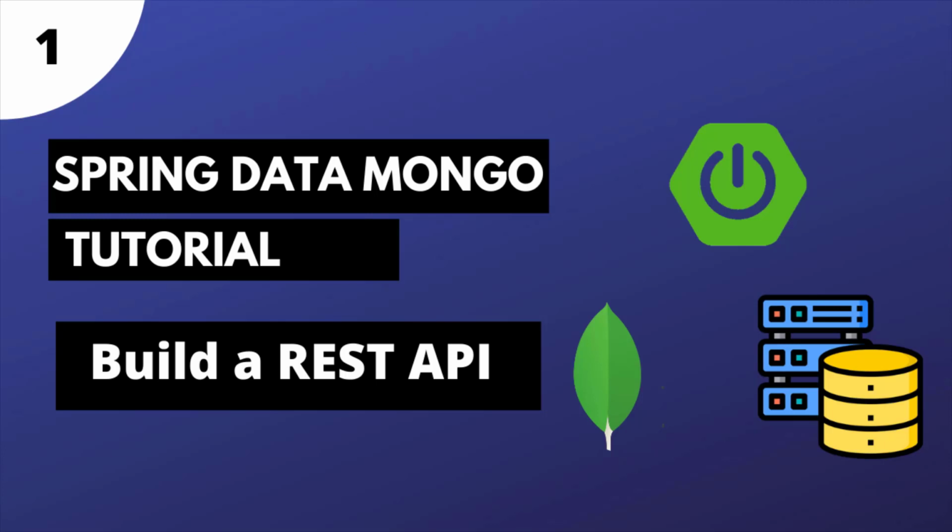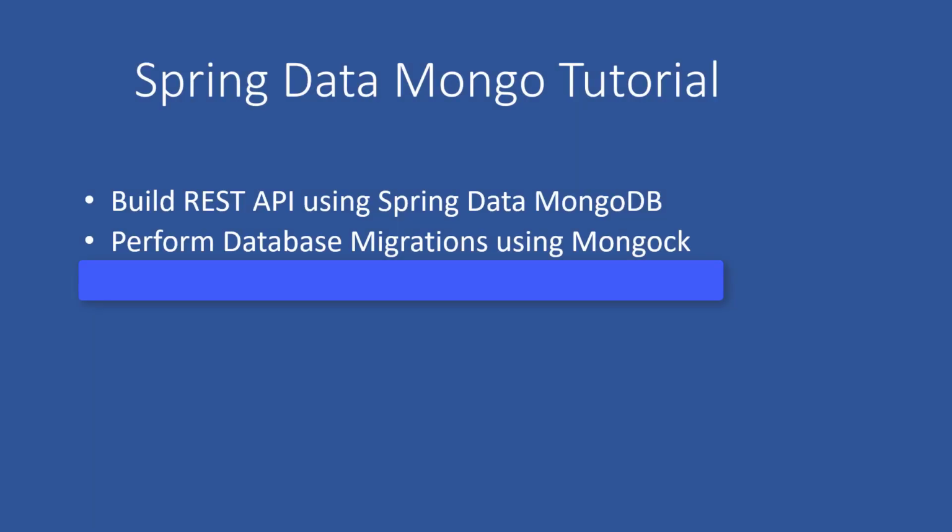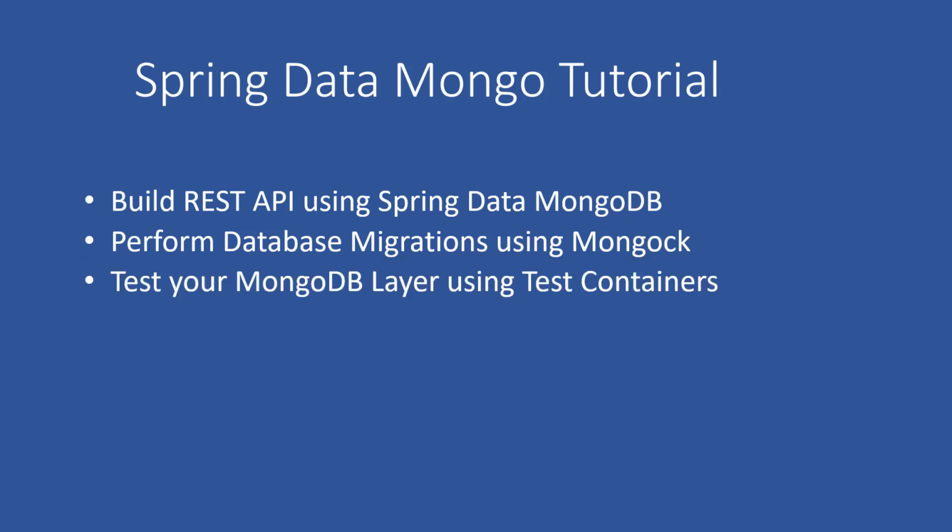In this video, we're going to learn how to integrate your Spring Boot applications with MongoDB. We're going to use Spring Data MongoDB project to be able to connect and persist data to MongoDB. As part of this tutorial, we're going to build a REST API which performs simple CRUD operations, and then we'll go ahead and see how to run database migrations on MongoDB using a library called Mongock. So without any further delay, let's start the video.